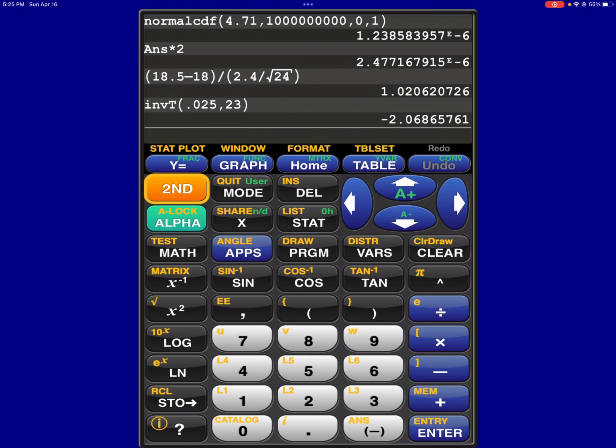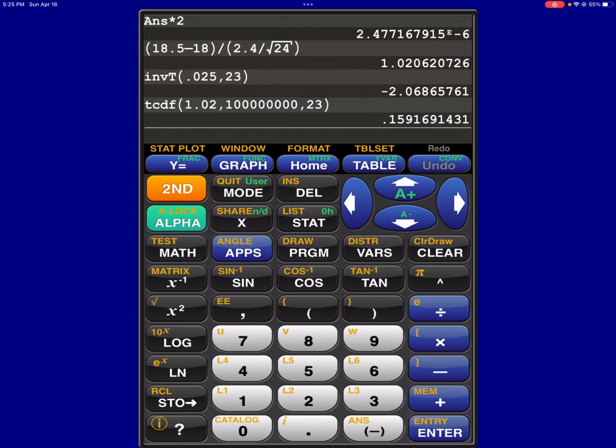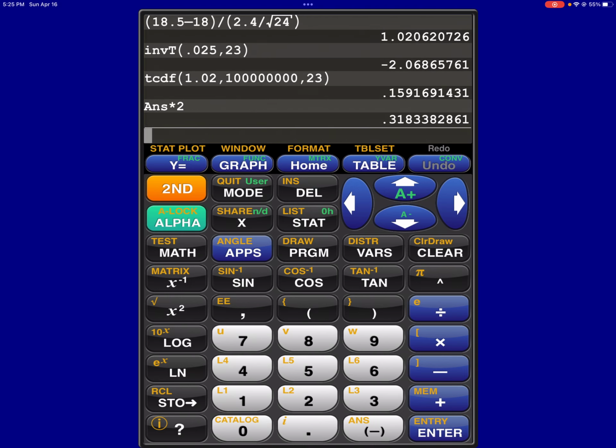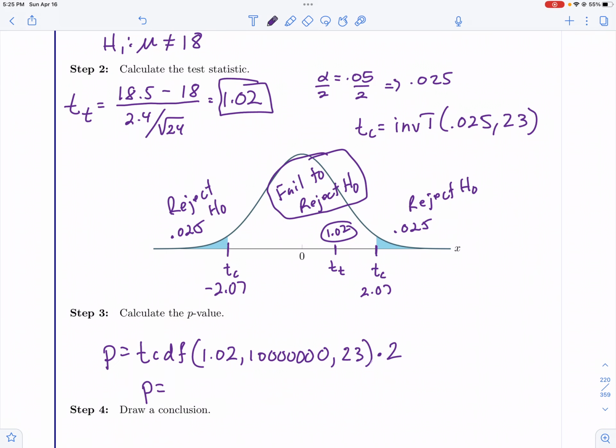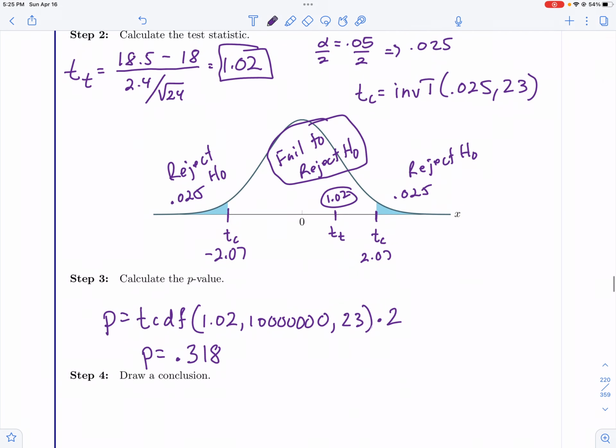So we've got our TCDF, 1.02, comma some ridiculously big number, comma 23, and then multiply that times 2. So we end up with 0.318 as our probability, which is not very unusual at all. It's actually 31.8%, so this could happen any given time. So this is much, much bigger than our 0.05 alpha.